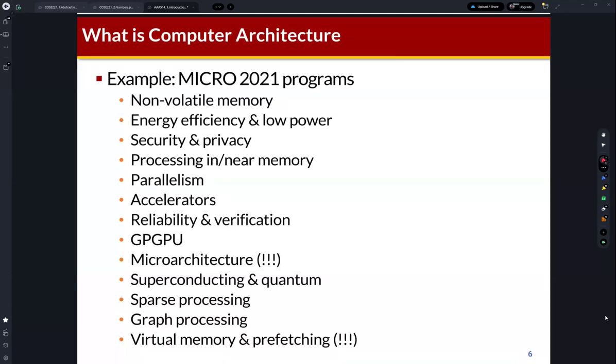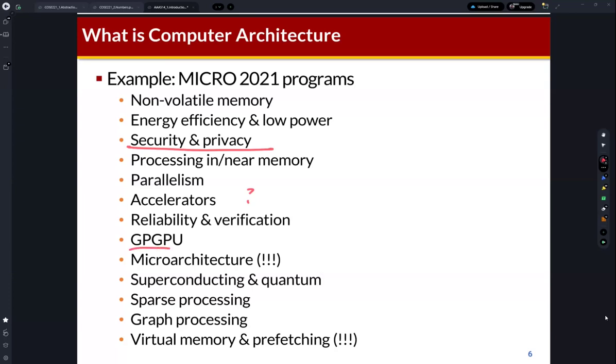So it includes non-volatile memory. It's a kind of memory, right? It's okay, but it's non-volatile. And then energy efficiency and low power, so it's okay. Because we can also focus on the cost of computer systems and security. Security is also a very important topic in computer architecture research. Many researchers also focus on security issues and the security architectures of microprocessors or GPUs. And then processing in or near memory. So it's a new topic. It's parallelism, accelerators, and then reliability and authentication.